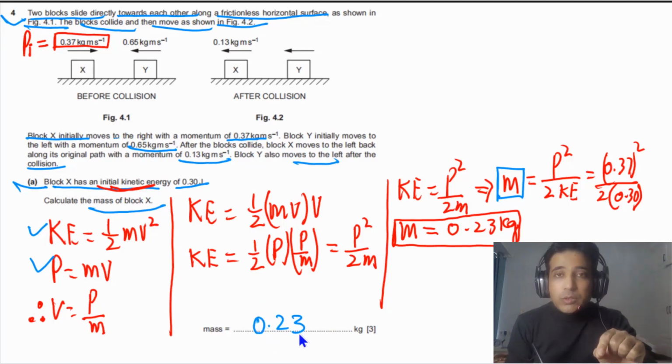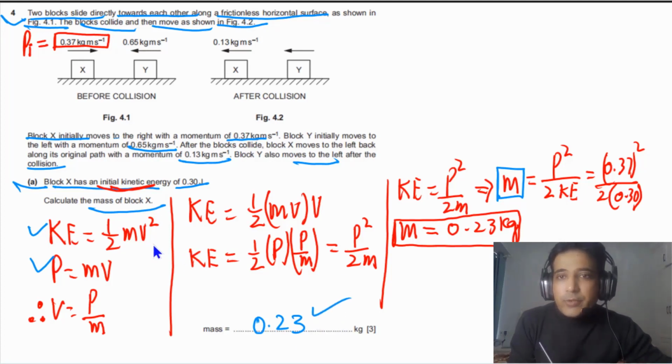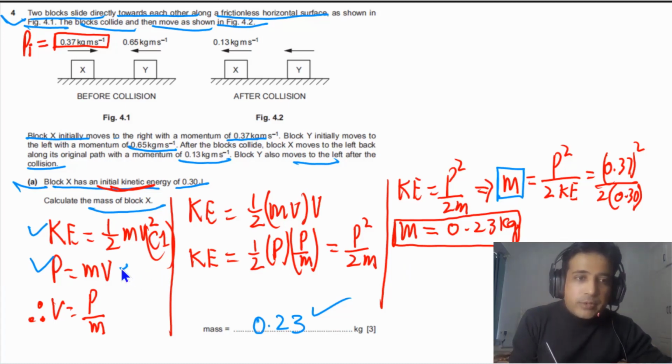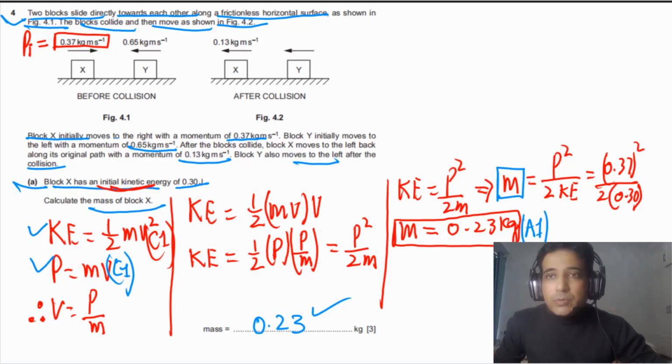This question has 3 marks. So you will get 3 marks if you have written this. For writing this, you will get 1 C mark, and for writing the equation for the momentum, you will get another C mark. And the final mark is for the right answer. If you got the right answer, you will get 3 marks. So steps are very important. Always show your working so you can get the C marks.